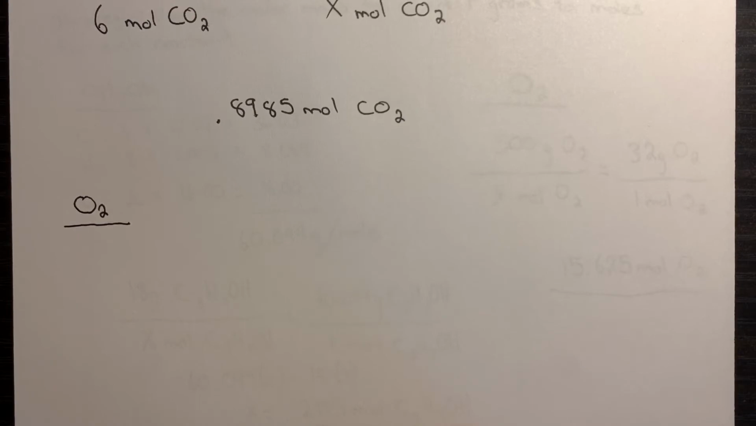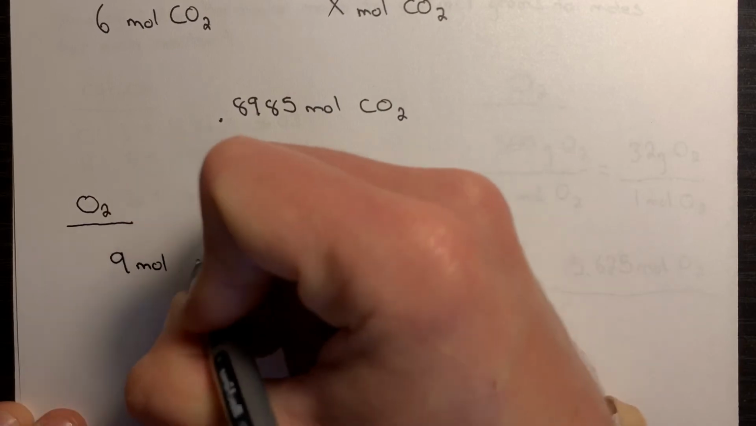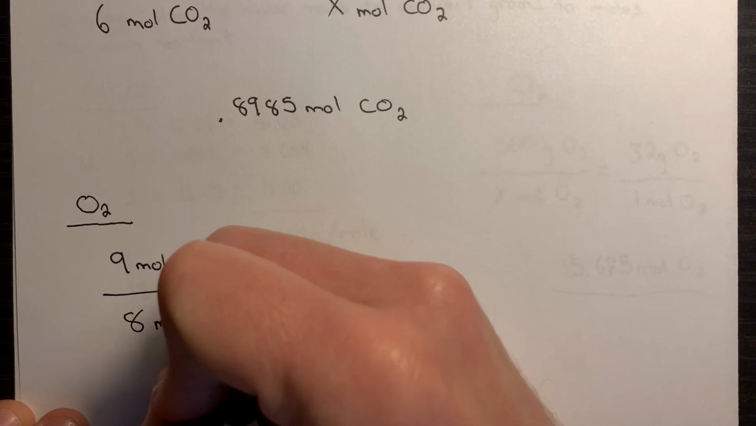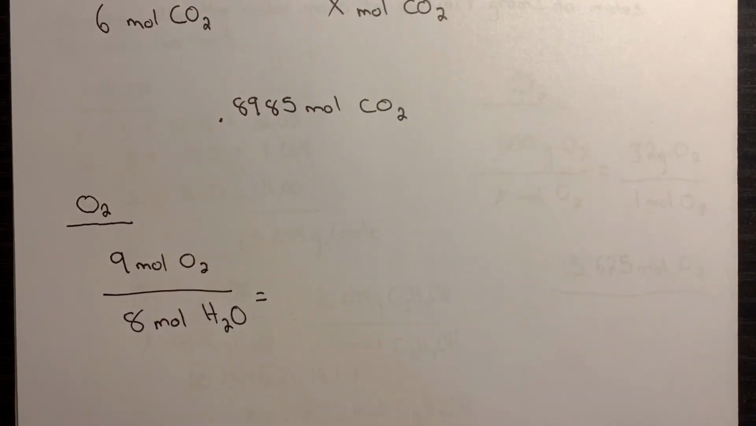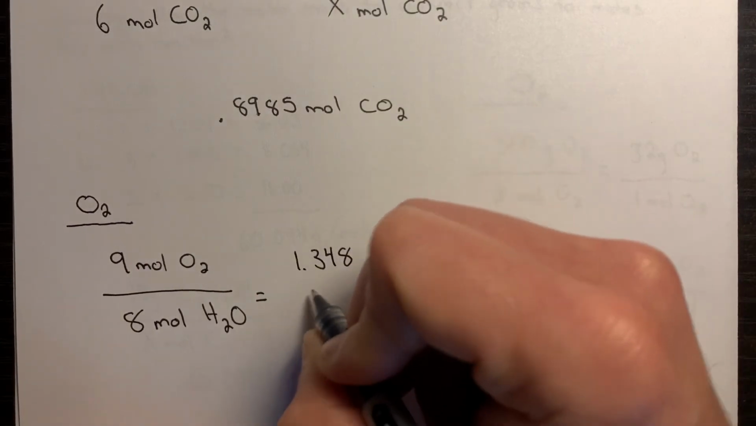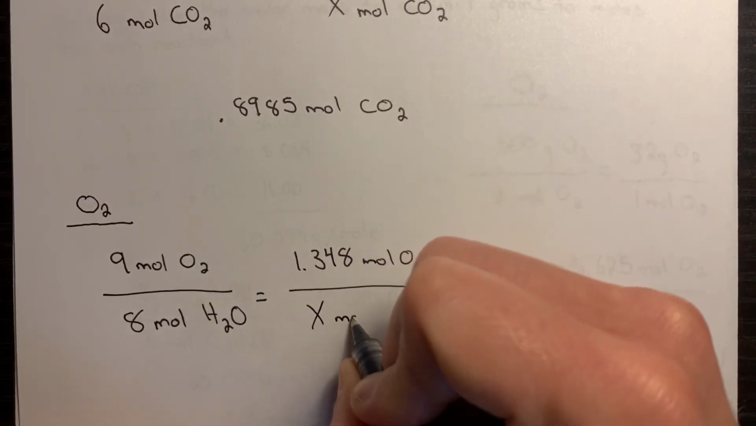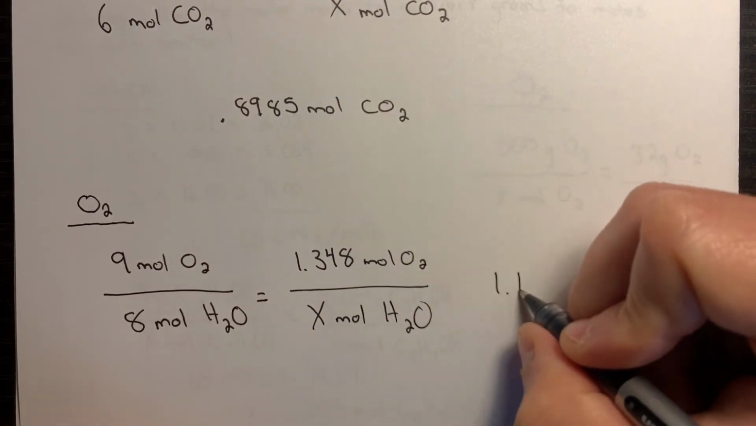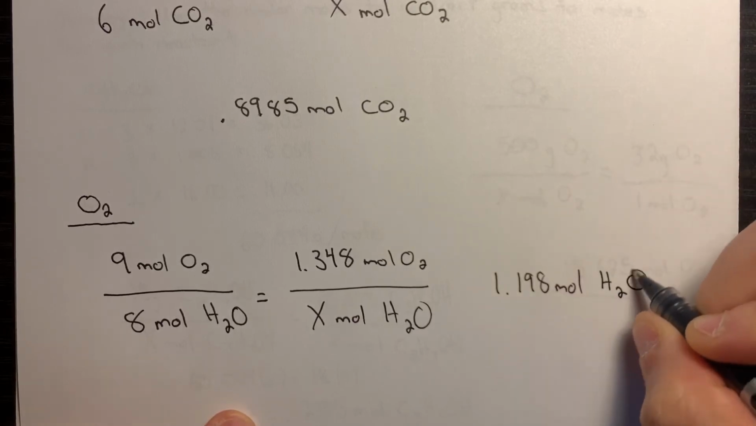Okay, so let's say that I actually want to start with our oxygen. Well, I know that is a 9 mole ratio of oxygen, again, per the balanced equation, to the 8 mole ratio of the water. As far as the moles of oxygen that react, that's only our 1.348. We determined that. Again, moles of oxygen. So I'm just trying to figure out the moles of water at this point. So I look to solve for X, and I get 1.198 mole of H2O.